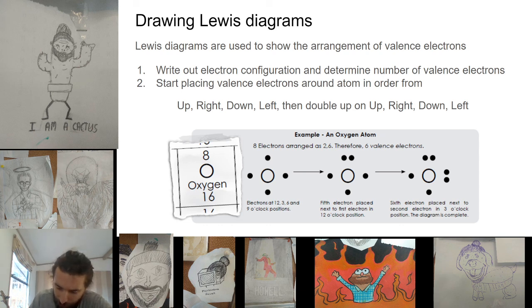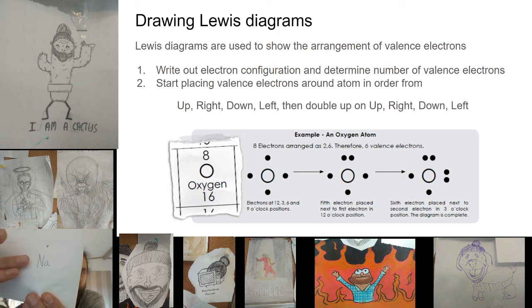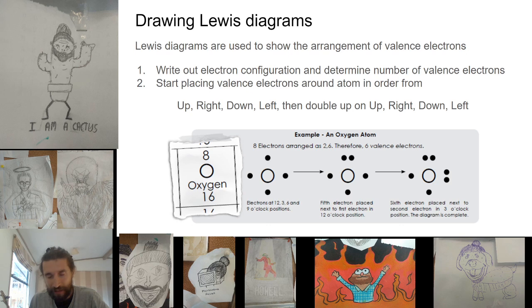To draw the Lewis structure for that, we just write Na, and then we start putting the valence electrons there, and that's all, because there's only 1 valence electron. So to draw that diagram, it's just the Na with a dot above it. That's very simple, eh?